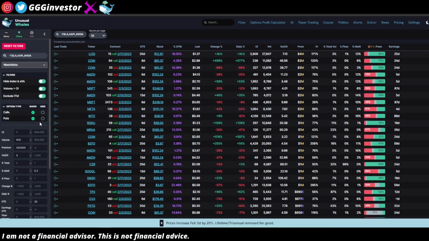But you can definitely hide one or the other if you're feeling one way or the other for the market. So for example, if it's a very bullish sentiment day, then you might want to just hide the puts, and vice versa. If it's a very red day, bearish sentiment, then you're going to want to hide the calls and just focus on the put side.